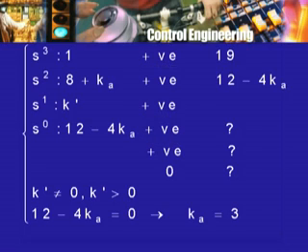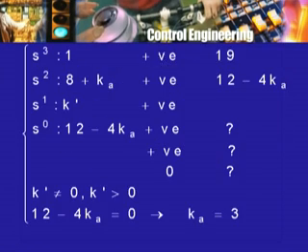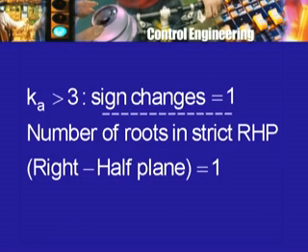Is there any change of sign? No. So, the number of sign changes is 0. There are no sign changes. Whereas, in the other case, when Ka is greater than 3, I have plus, plus, plus, and then minus. So, how many sign changes? No sign change in going from here to here, from here to here, but there is one sign change in going from here to here. So, for Ka greater than 3, the number of sign changes is 1.